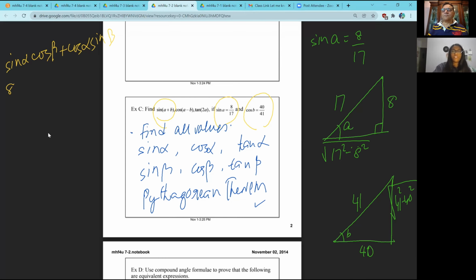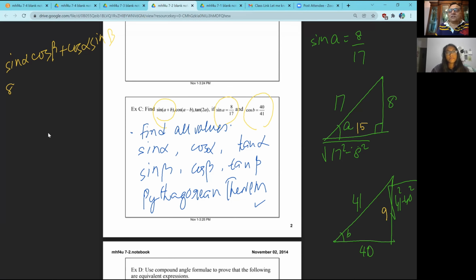Negative 47. No, negative. 17 squared minus 8 squared, square root. So do 17 squared minus 8 squared, and take the square root. The answer equals 15, right? Similarly, do 41 squared minus 40 squared, square root. You get 9, right? So you have both your triangles. You see that?